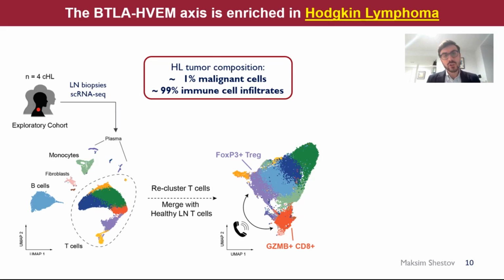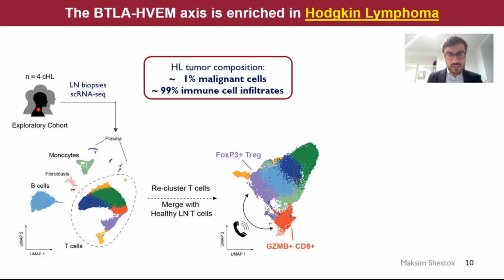So why did we use Hodgkin lymphoma? Well, we use Hodgkin lymphoma because it's a lymphoma where the vast majority of the tumor bulk is comprised of stromal, inhibitory, and microenvironmental cells. So the vast majority of the tumor is actually tumor microenvironment, while only 1 to 2% includes malignant cells. And so we perform single-cell RNA sequencing in these patients, and we identify several subsets. You can see monocytes, fibroblasts, B cells, and a lot of T cells in the microenvironment.